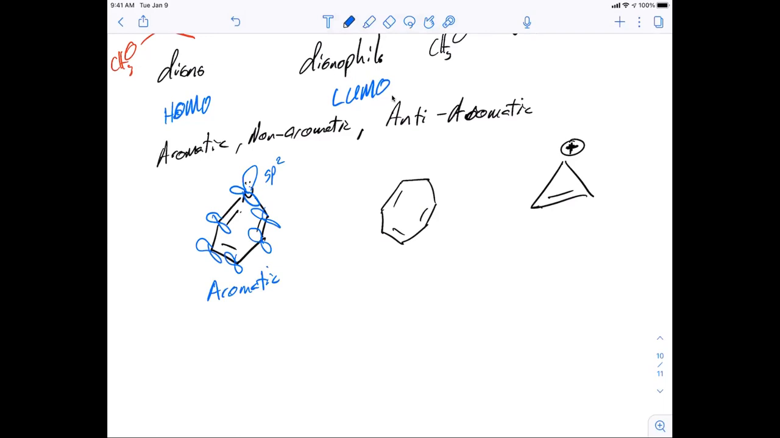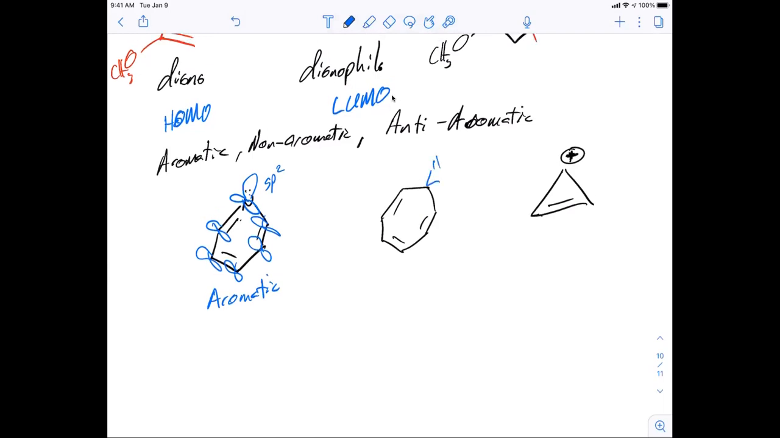The seven-membered ring, aromatic, non-aromatic, anti-aromatic? Well, here I have an sp3 carbon. So does it have a continuous pi system? No, so therefore it's non-aromatic. It would behave as a conjugated diene.